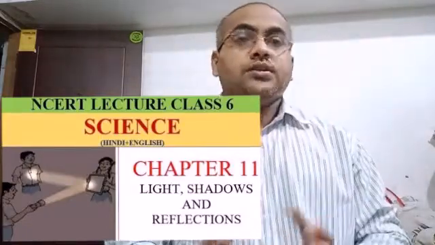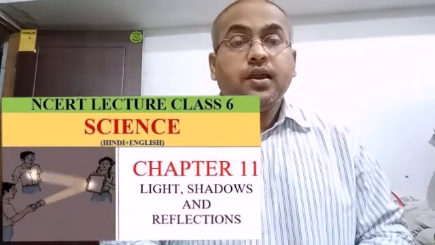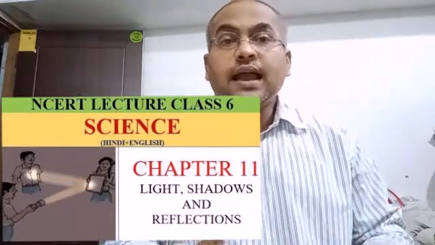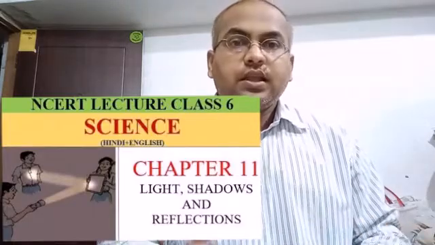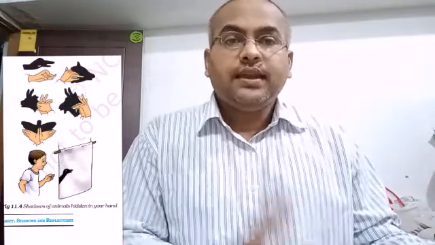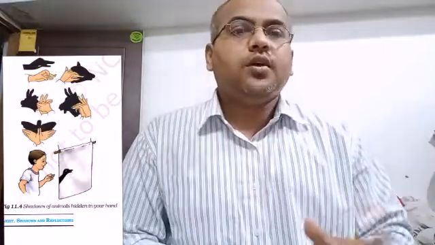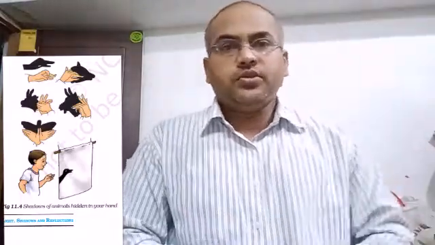So the sun is a luminous object or a luminous body which has its own light and emits light. The moon is not a luminous body. It doesn't have its own light. It gets the light of the sun and only reflects it. So it is a non-luminous body.